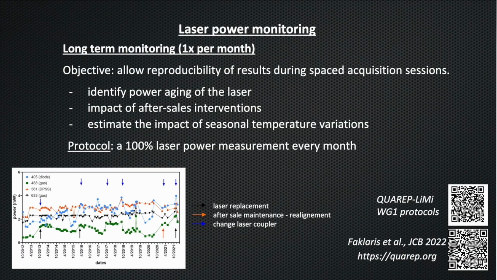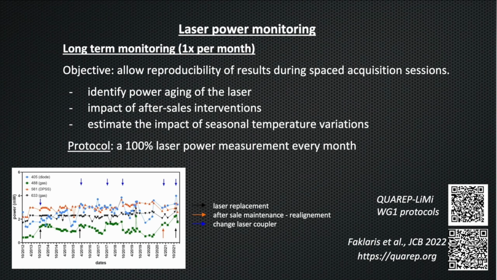We'll now show you the 3 types of measurements to be carried out on your systems to effectively characterize the stability of your sources: long-term, short-term, and mid-term monitoring. The protocols can be found in our 2022 paper, Faclaris et al. A similar work can be found on the webpage of the Quarep-Limi group.